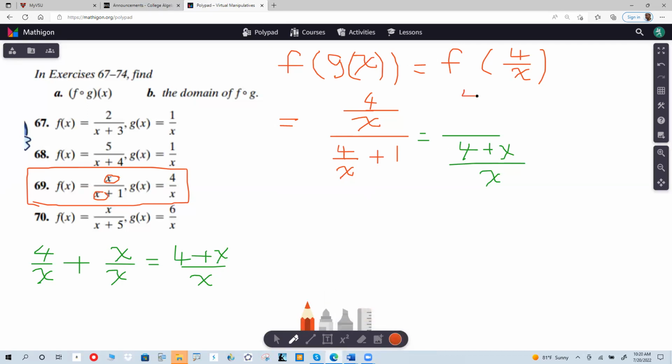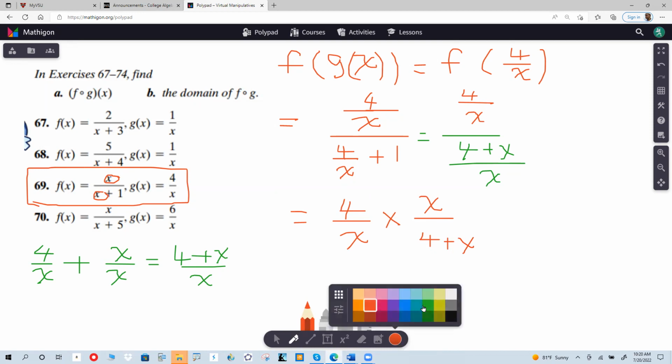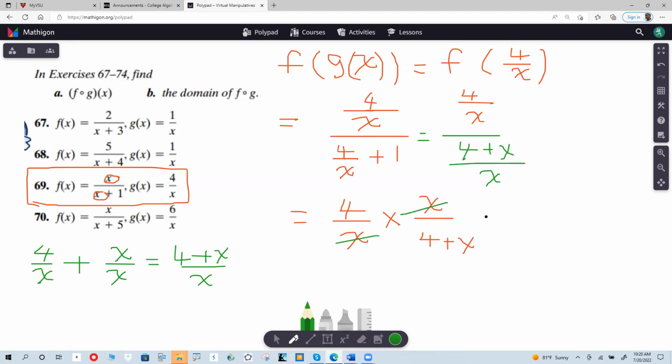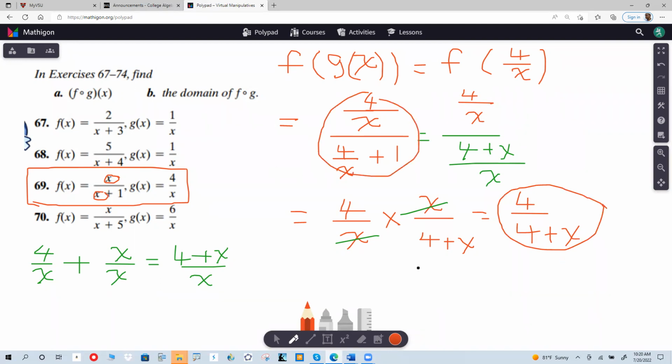And I'm going to write 4 over x. Now you have two fractions. You're going to flip the one in the bottom. And good news is you can cancel x and x. And what do you get? You get 4 plus x. So once again, you will give me this as your answer, not this. Now that you have it, you can easily find the domain.